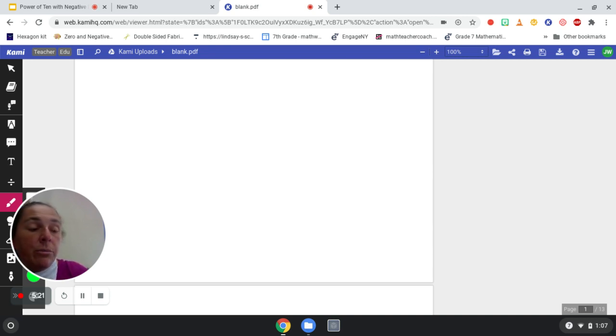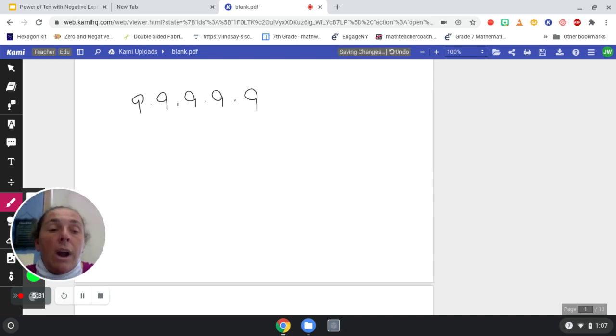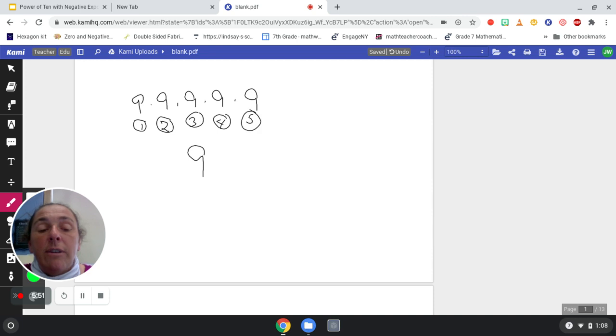It says write the following using exponents. So if I actually gave you this number, and I said I want you to write that using an exponent, well, the base number is the number that's being multiplied. The number that's being multiplied all the way across is 9. So that's your base number, your big number. And then how many times it appears is your exponent. So there's 1, 2, 3, 4, and 5. You have 5 nines across there. So your 5 is your exponent.